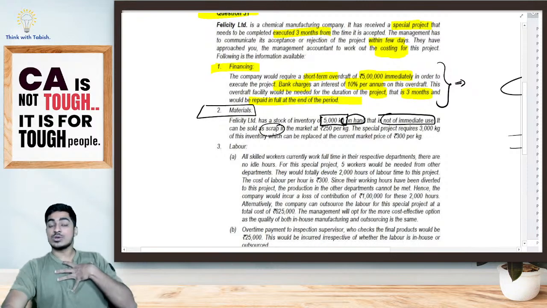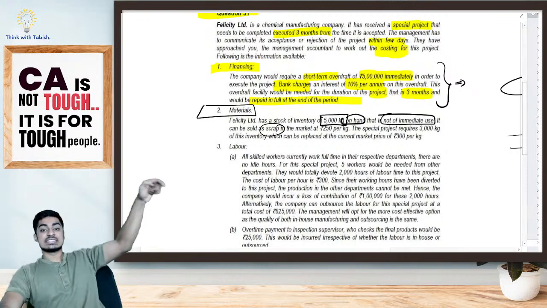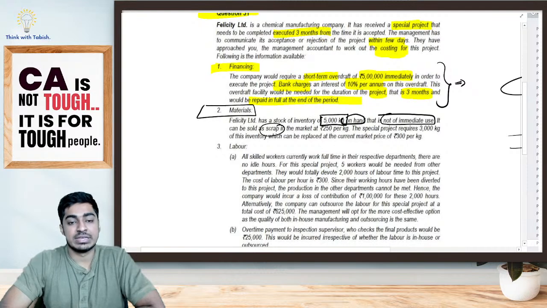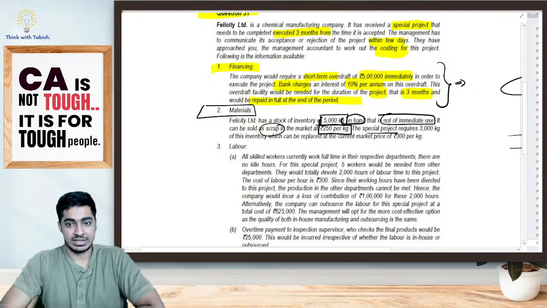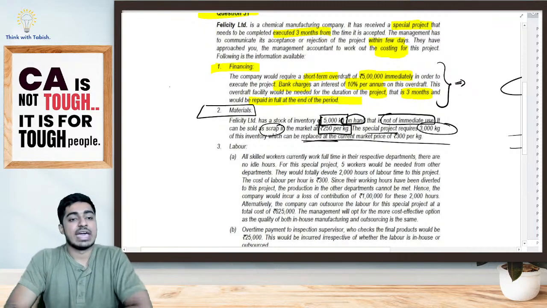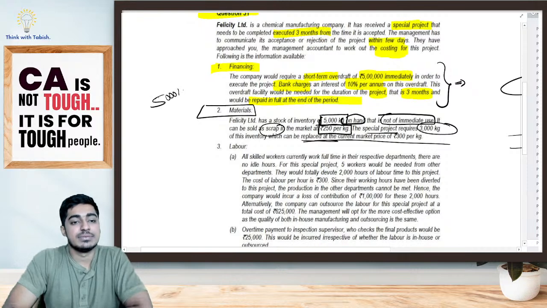So I have 5,000 kg which I am not regularly using. What I was thinking was selling it as scrap in the market at the rate of 250 per kg. The special project requires 3,000 kg of this inventory, which can be replaced at the current market price of 300 rupees. Now, I have 5,000 kg.